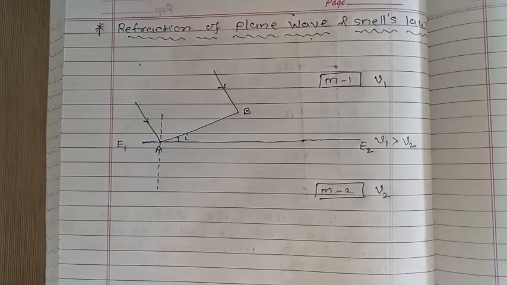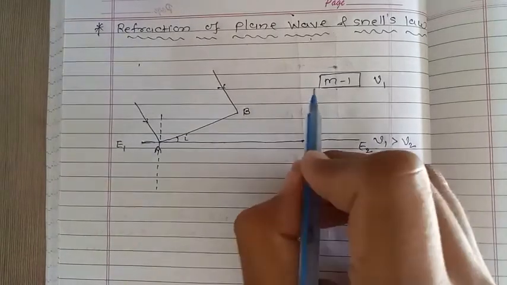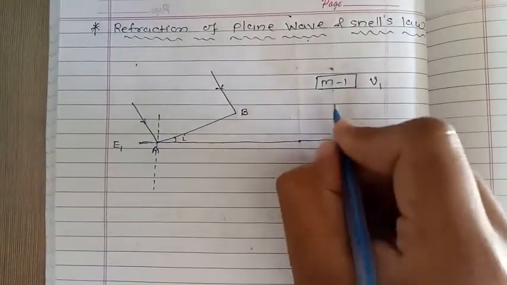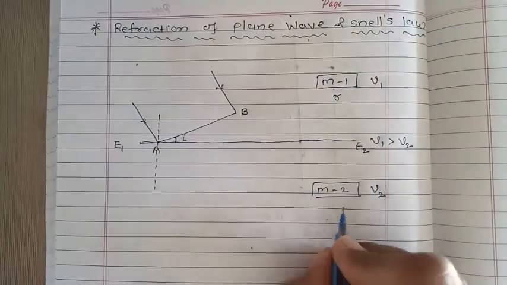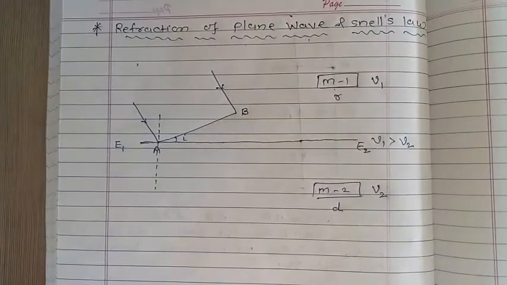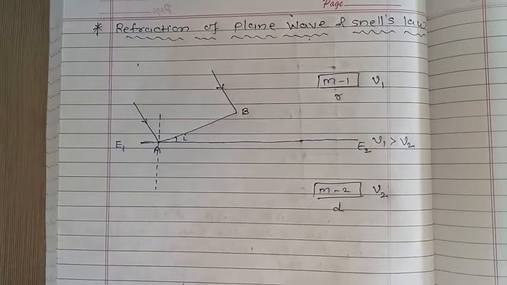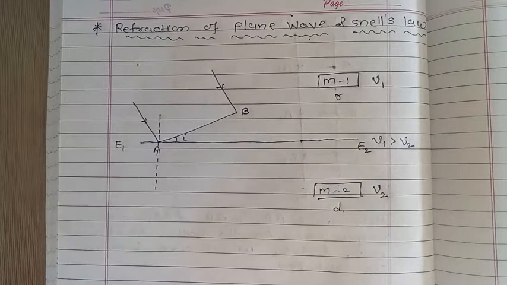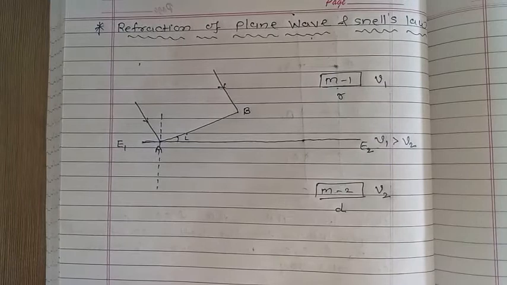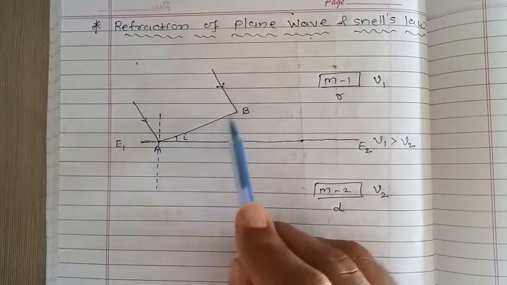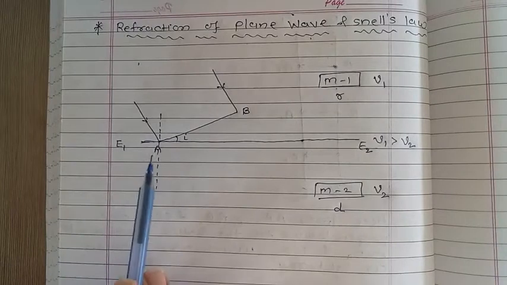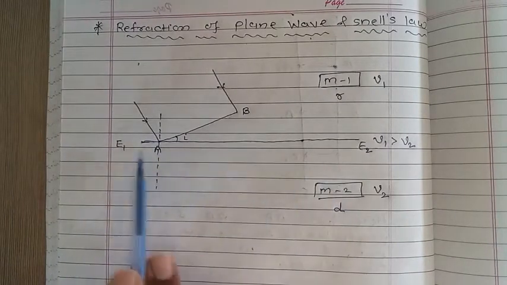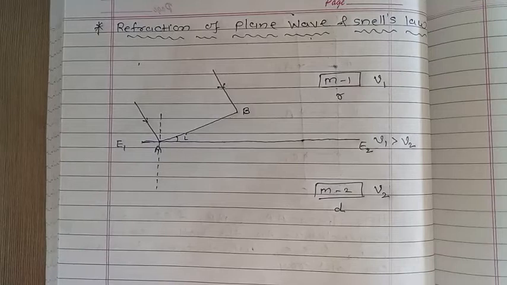Now here we consider medium 1 is the rarer medium and this is the denser medium, right? So here the wavefront goes from rarer medium to denser medium. So see here, if this plane wavefront AB is incident on this surface E1 E2 at angle I, which is the incident angle, right?